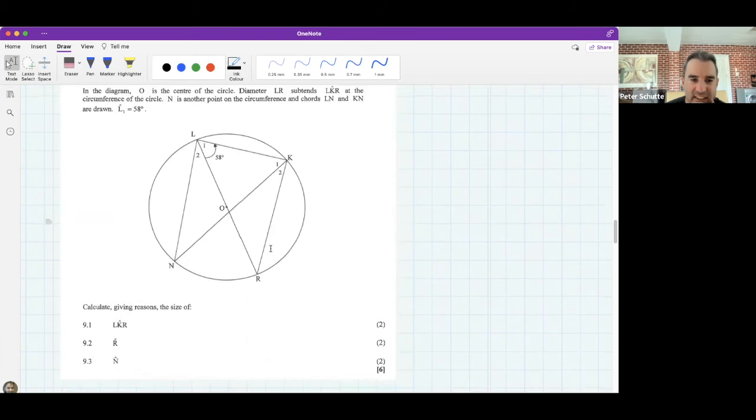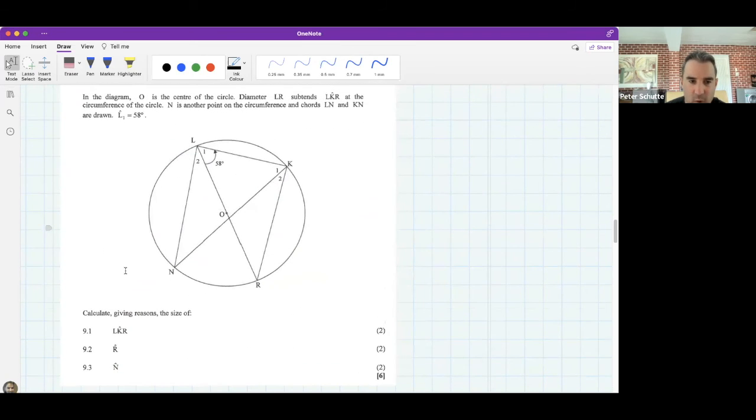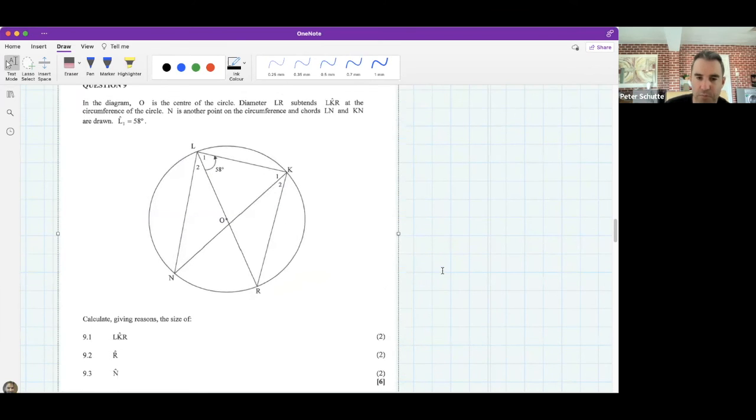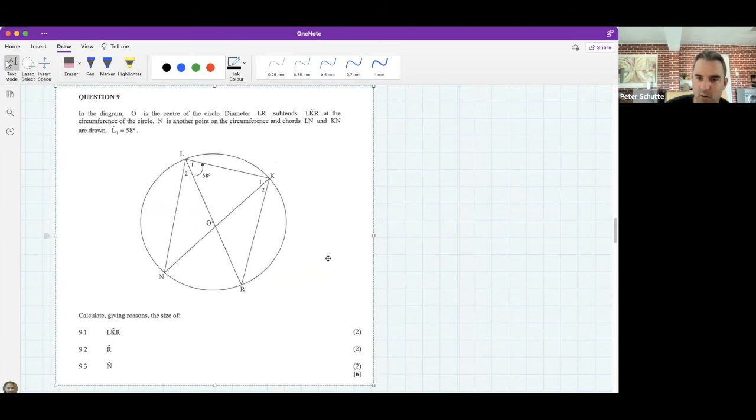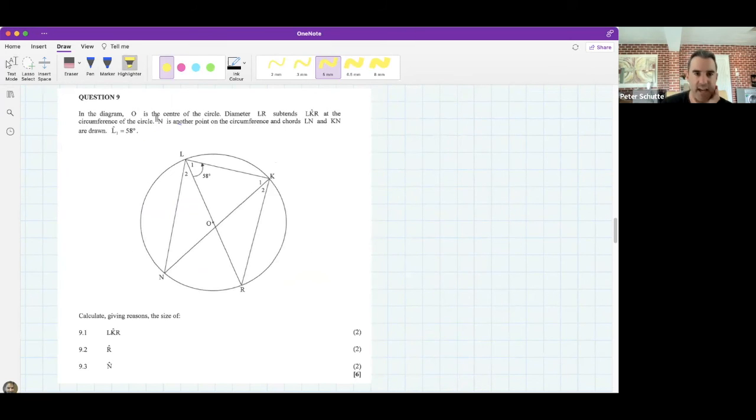Okay, let's have a look at an old exam type question, just to talk through this process. So on the screen, I have an old exam from like 2015 or 2016, and it says, in the diagram, O is the center of the circle. Okay, so we've got the center. The diameter, LR, subtends an angle LKR at the circumference. So what's important there is there's a diameter involved here. N is another point on the circumference, and chords LN and KN are drawn.